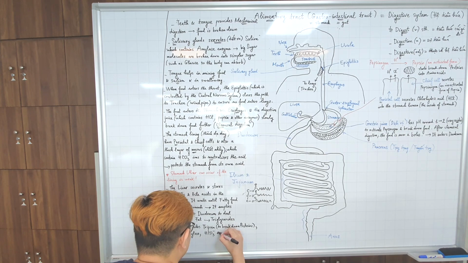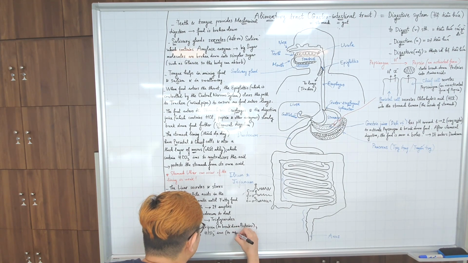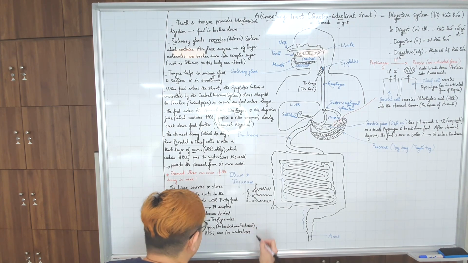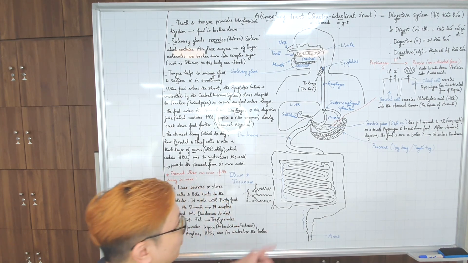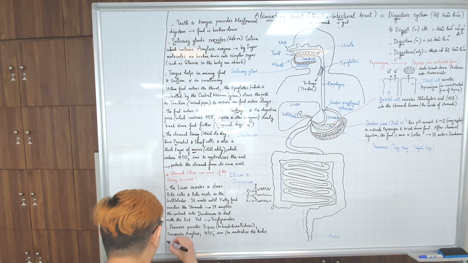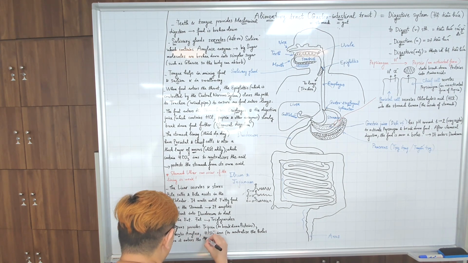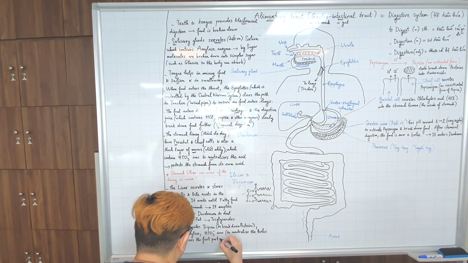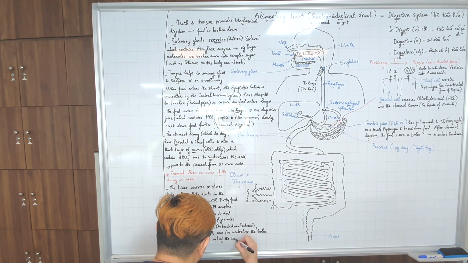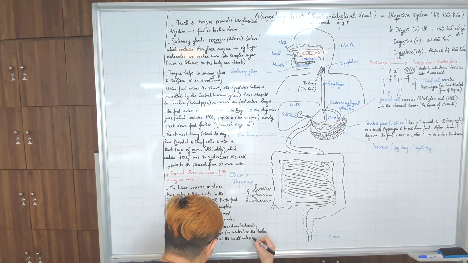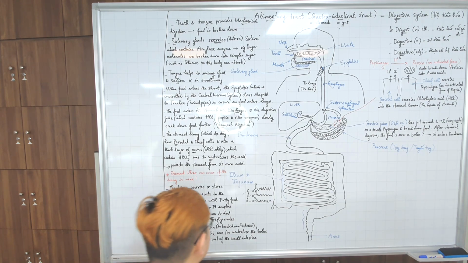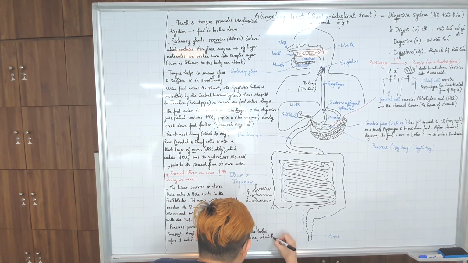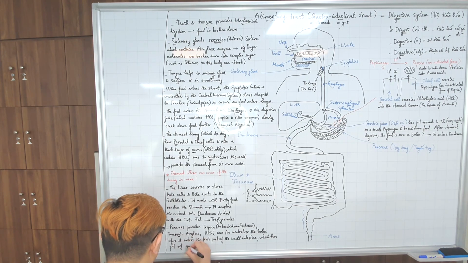HCO3- ions to neutralize the bolus, to neutralize the bolus before it enters the first part of the small intestine, which has a pH of 10 to 11.